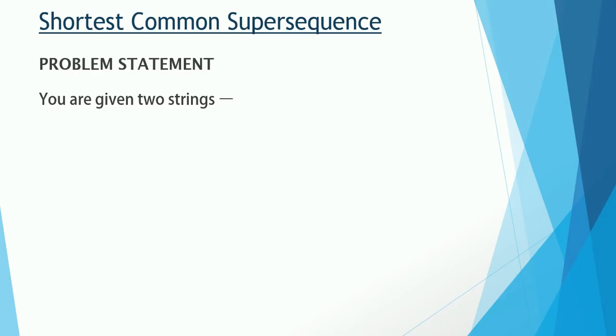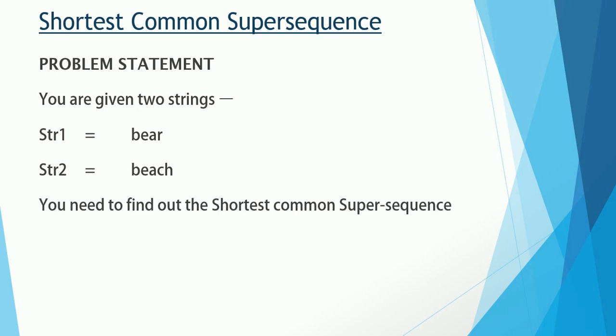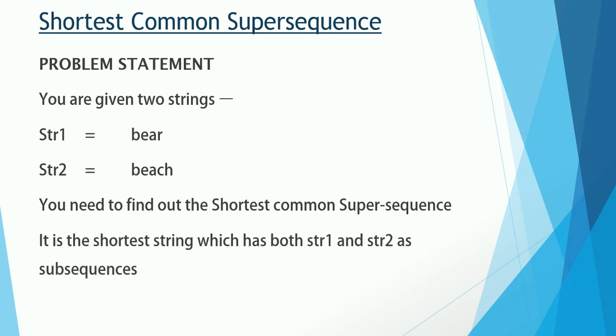You are given two strings. This is about supersequence, and whenever it is about supersequences and subsequences, strings are involved. So you are given two strings in this question. String 1 is bear and string 2 is peach. All you have to do is find the shortest common supersequence. Now let me tell you what a supersequence is, or what the shortest common supersequence means. You have to find the shortest string which has both string 1 and string 2 as subsequences.